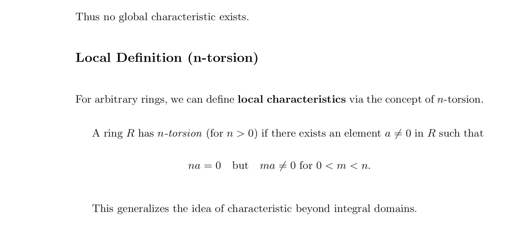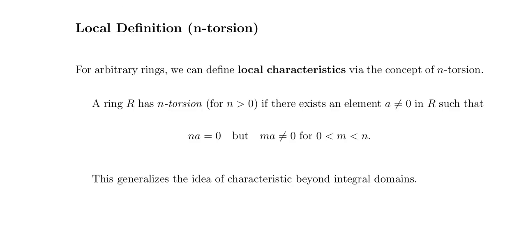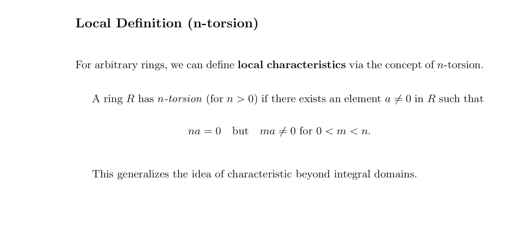This concept is a little bit high-level. For an arbitrary ring, we can define a local characteristic. That is the concept of n torsion. How to define the n torsion? For n greater than 0, there exists an element a not equal to 0 in R such that n·a equals 0, but m·a is not equal to 0 for m between 0 and n. So this generalizes the idea of characteristic beyond integral domains.